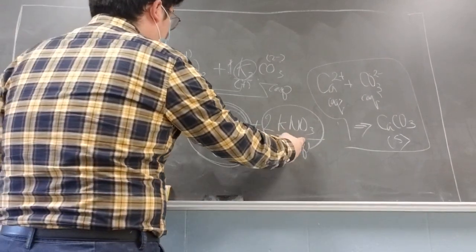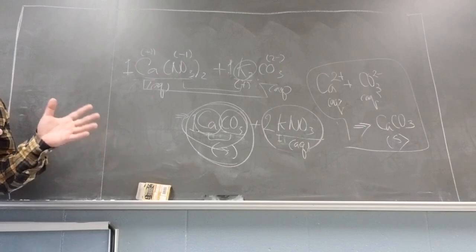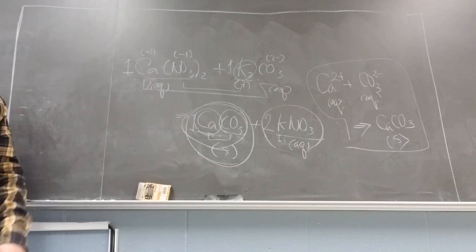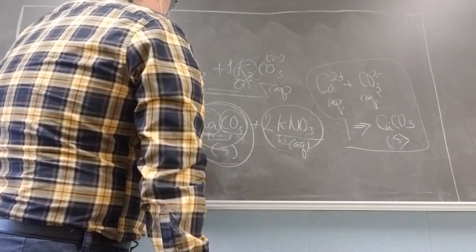Okay, so as you can see, the potassium nitrate didn't do anything. They're both soluble here and here. So the spectator ions here will be potassium and the nitrate ions. Okay. Kind of makes sense? Good. Okay. So, all right.